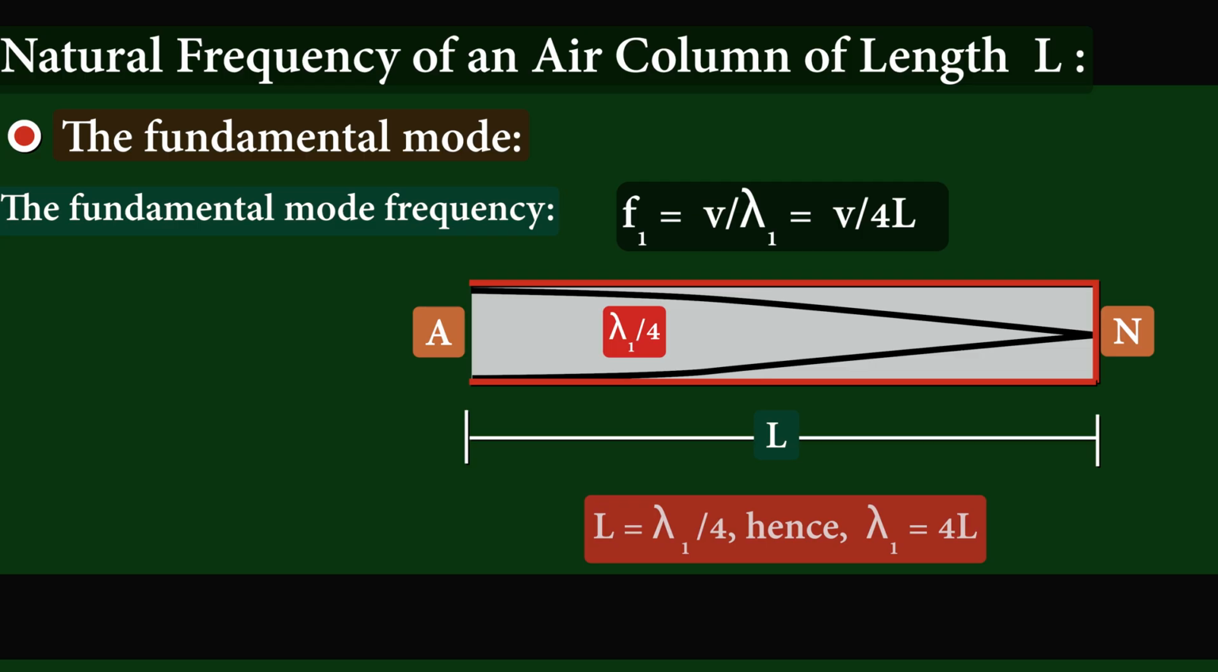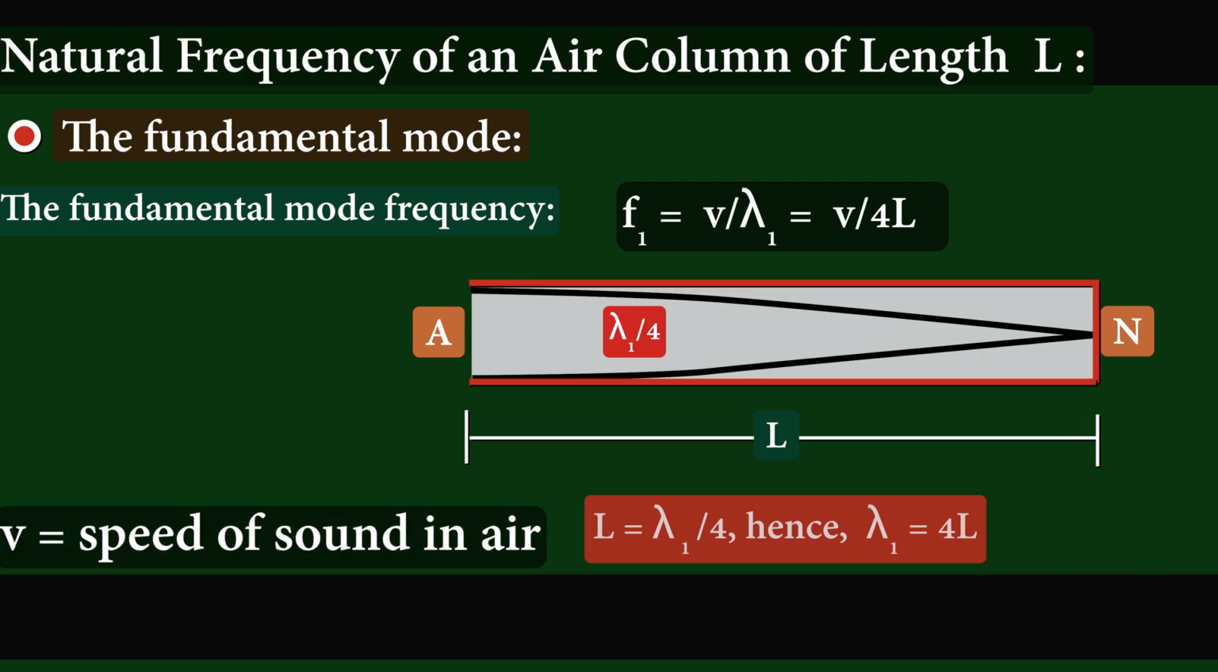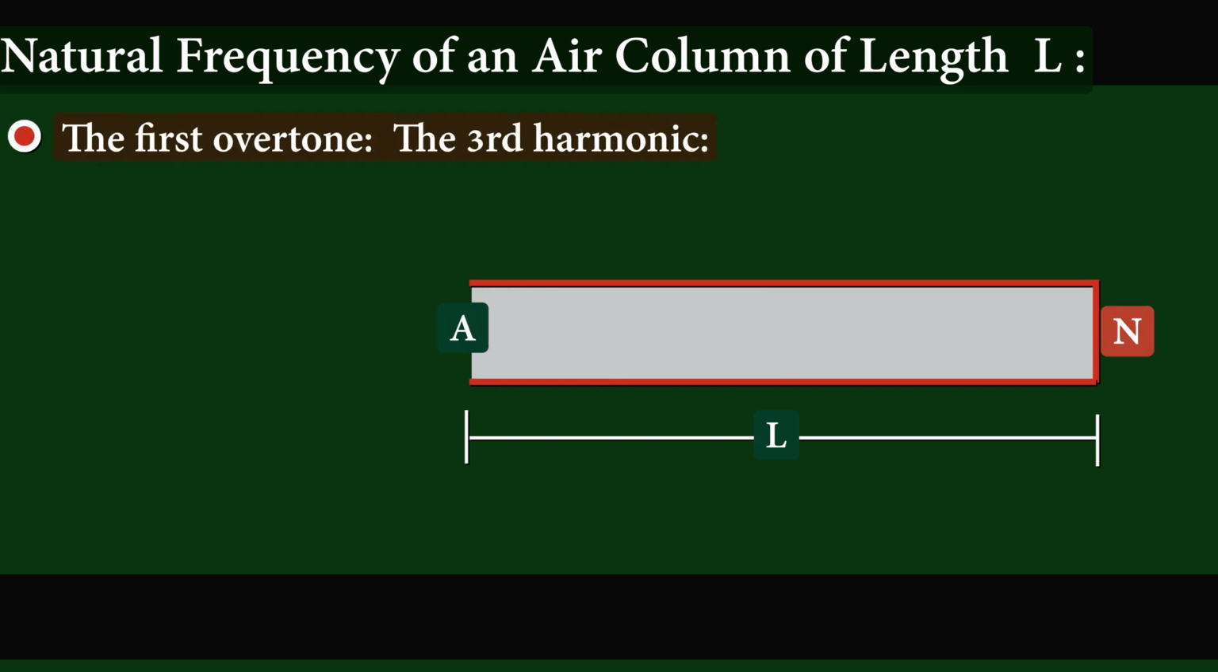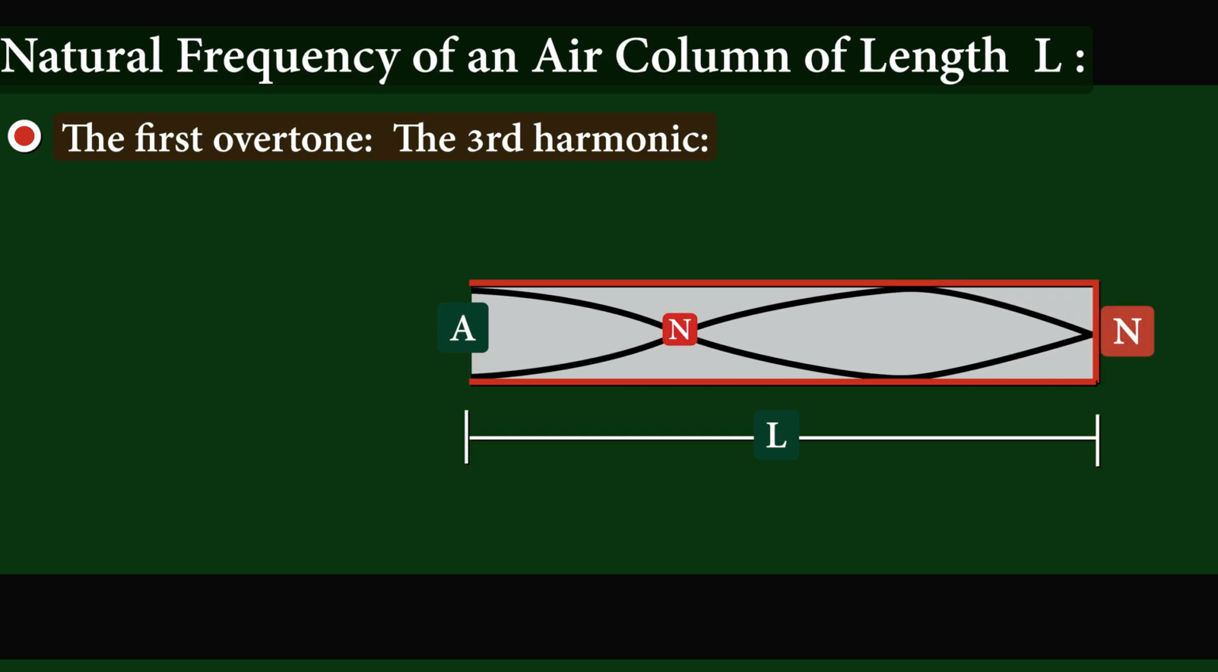By substituting the values into the equation V equals F lambda, we get the fundamental mode frequency. F1 equals V divided by 4L, where V is the speed of sound in air. The natural frequency in the next mode is called the first overtone. The frequency in this mode is 3 times the fundamental frequency, so it is also called the third harmonic. In this mode, there are 2 nodes.